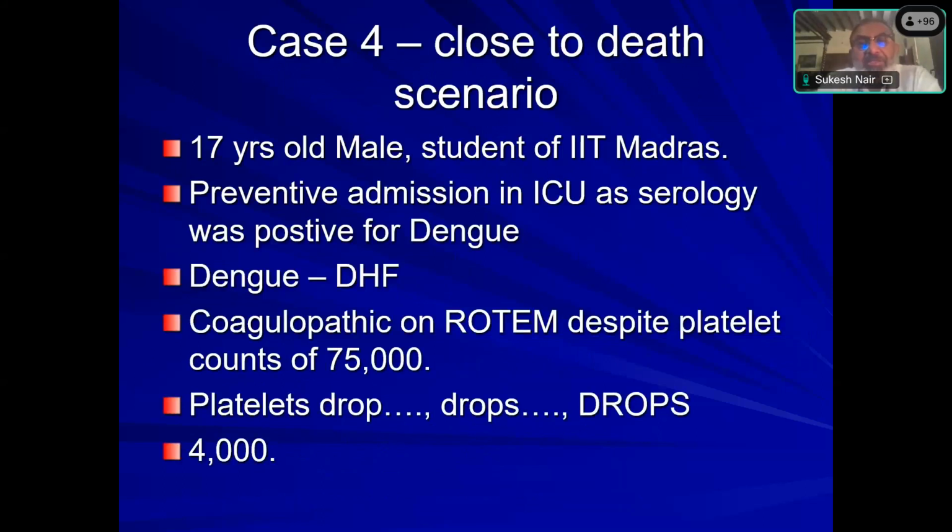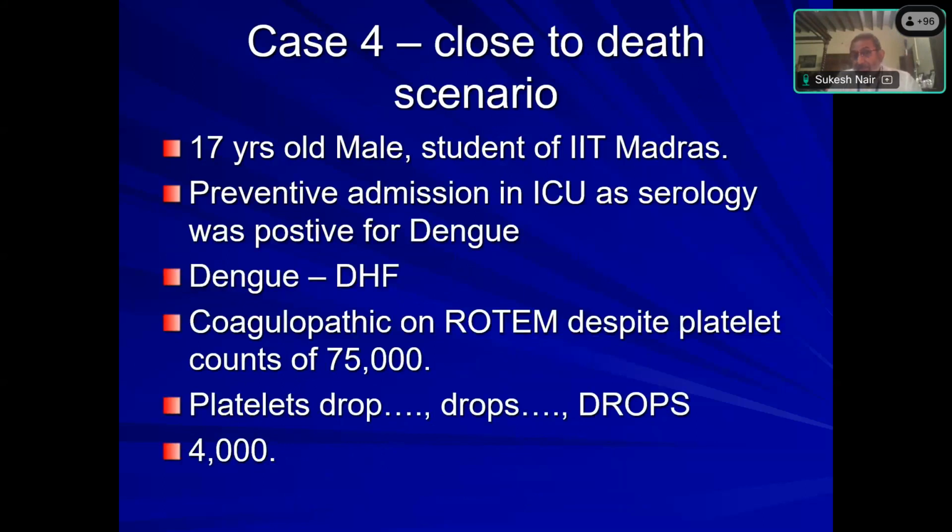Coming to another case, close to a death scenario: a 17-year-old male student of IIT Madras. He gets fever. His father is the head of ICU. He gets a preventive admission in ICU because he tested positive for dengue, and the father thinks he may develop dengue hemorrhagic fever. But every day his platelet count is dropping. I saw him first when his platelet count was 75,000, and it kept dropping until it became 4,000. The father said, should we give him platelets?